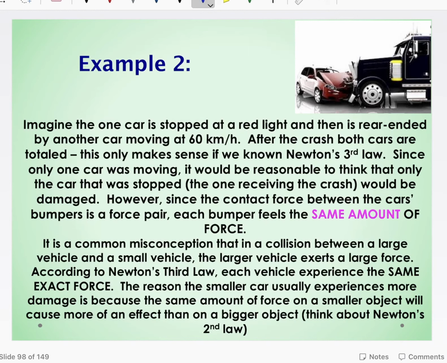I want to just identify again, forces act in pairs. When two objects collide, they are actually experiencing the same but opposite force, in the opposite direction.